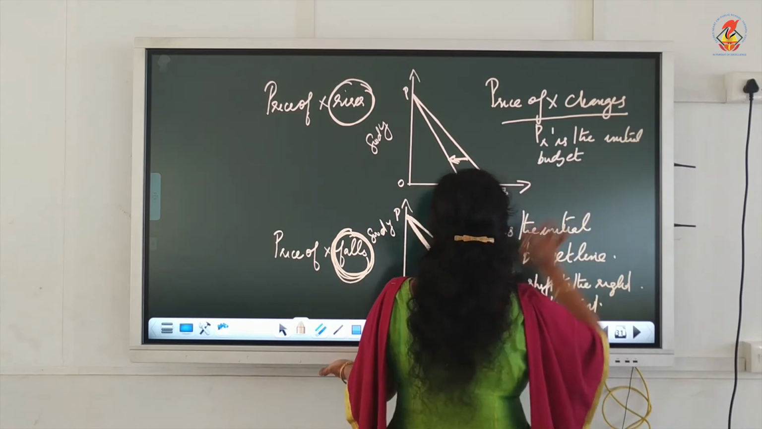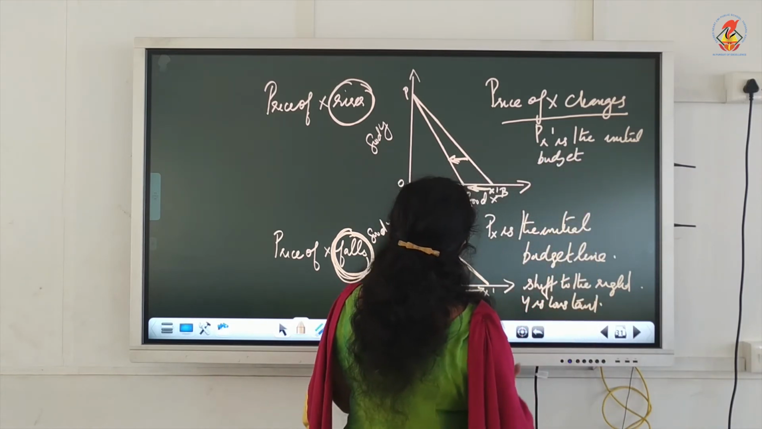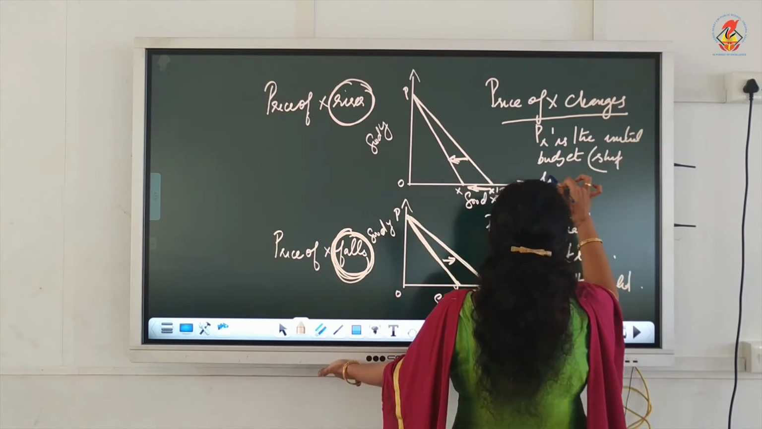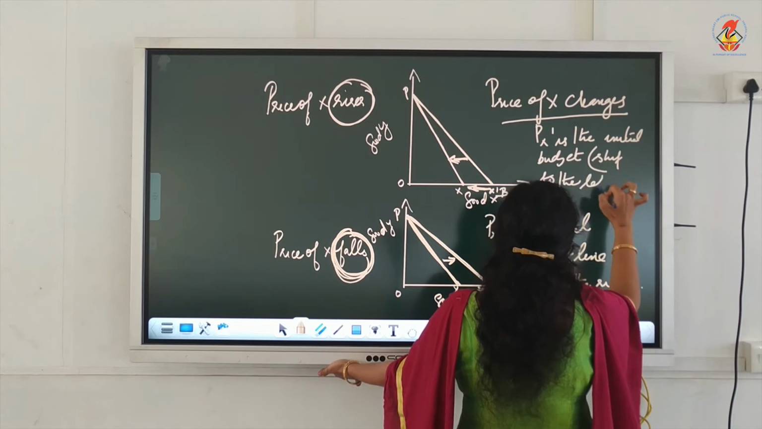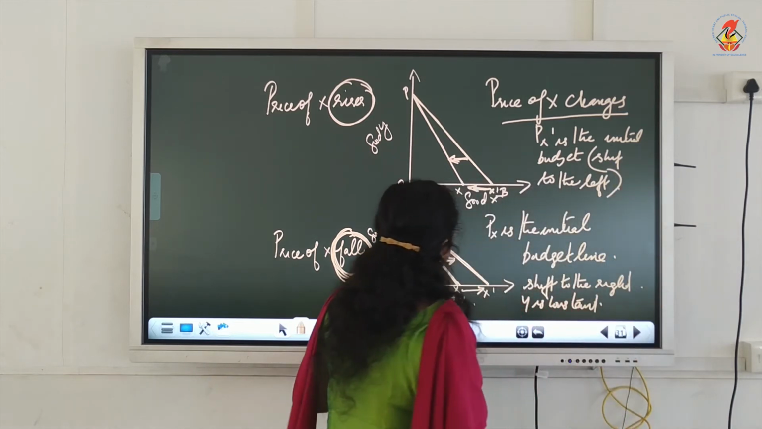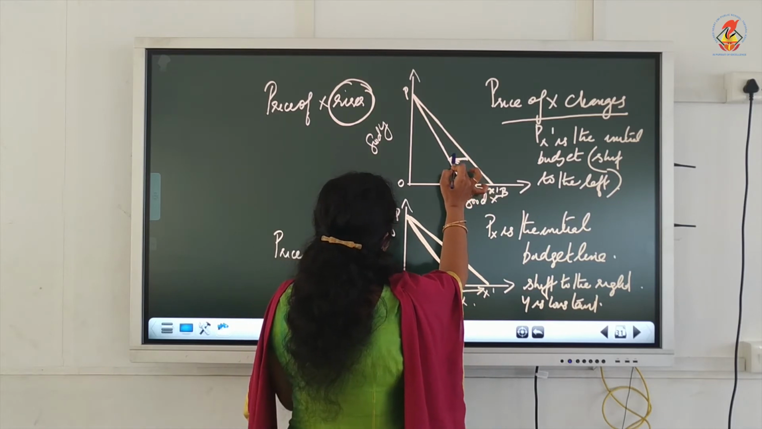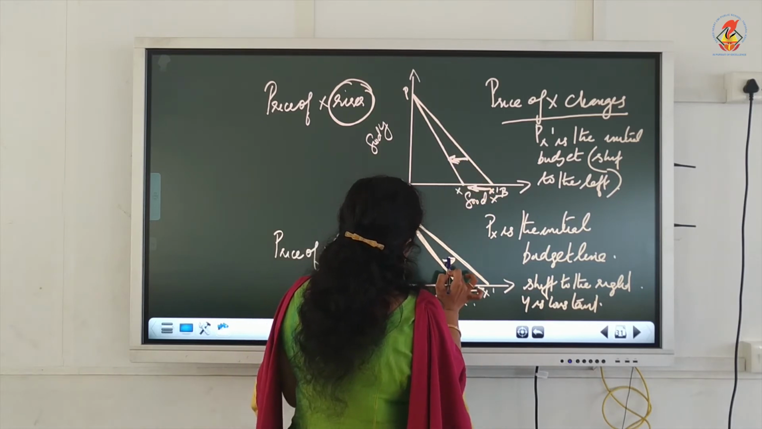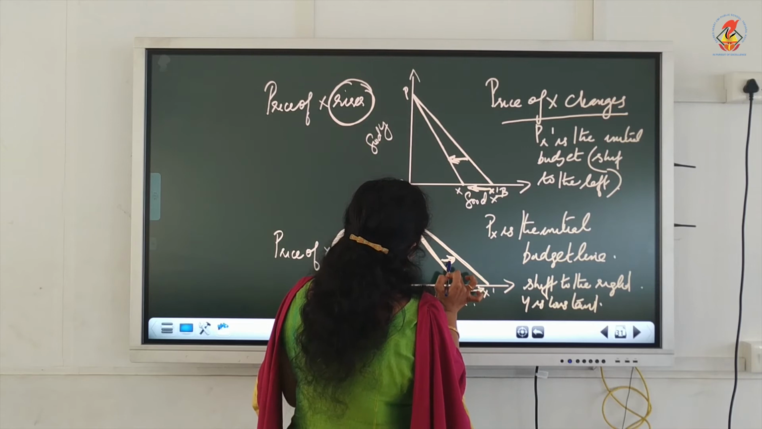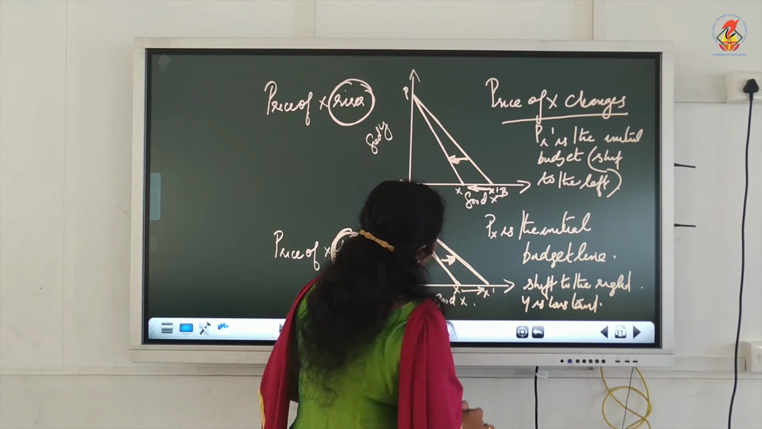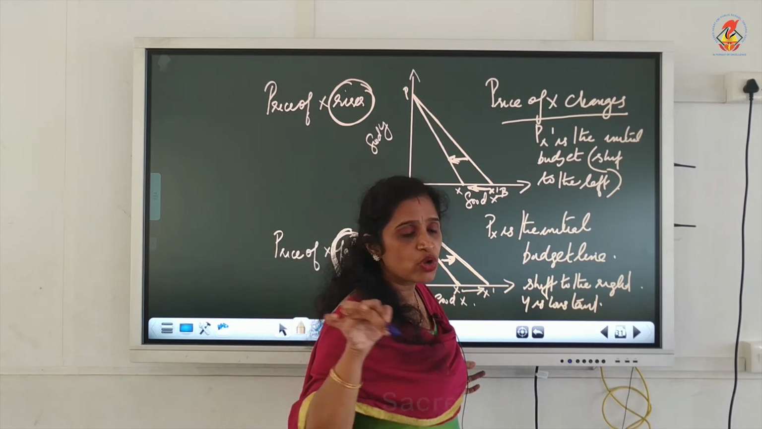So, when the price of x rises, what will happen? The budget line will shift to the left. So, this is how you mark. When the price of x rises, the budget line will shift to the left. When the price of x falls, the consumer will buy more of x. Therefore, the budget line will shift to the right, concentrating on x, y being constant.